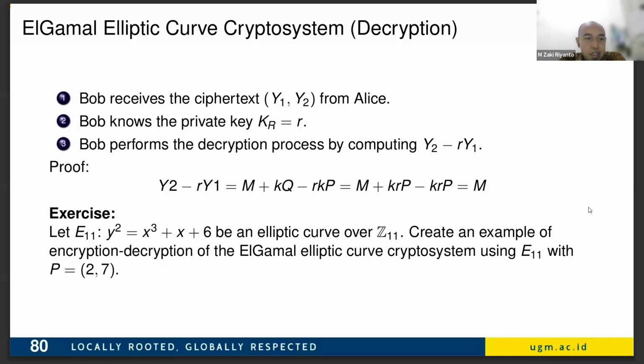Okay, after that, Bob receives the ciphertext y1, y2 from Alice, and Bob also knows the private key, that is r, and then Bob decrypts the ciphertext using the private key r by computing y2 minus r y1.